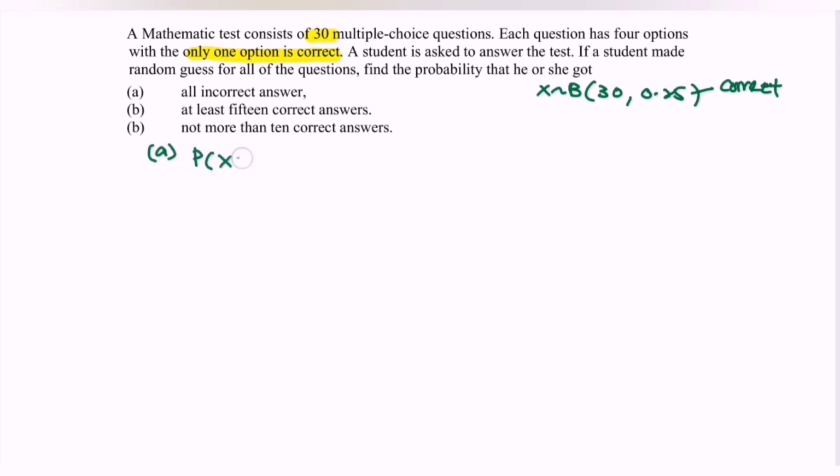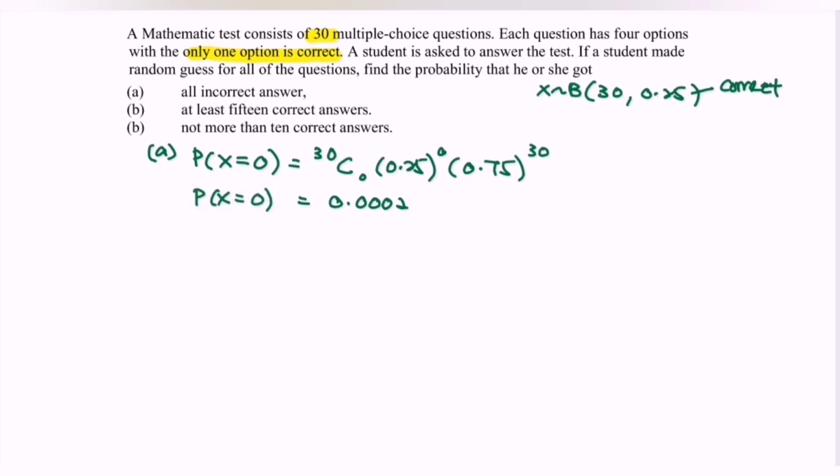no correct answer means that the student didn't get any question correct. That's why X is equal to 0. By using the formula, 30 C 0, 0.25 to the power of 0, and then 0.75 to the power of 30. By referring to the calculator, we can calculate the answer, 0.0002. So that is the answer for X equals 0, or we can say none correct.